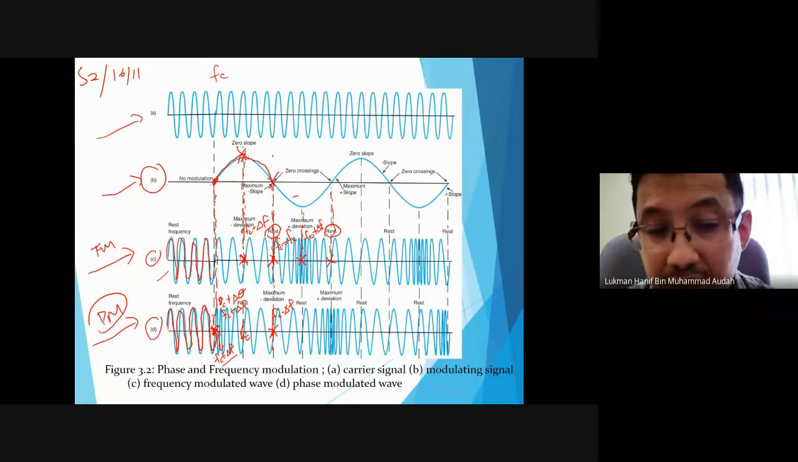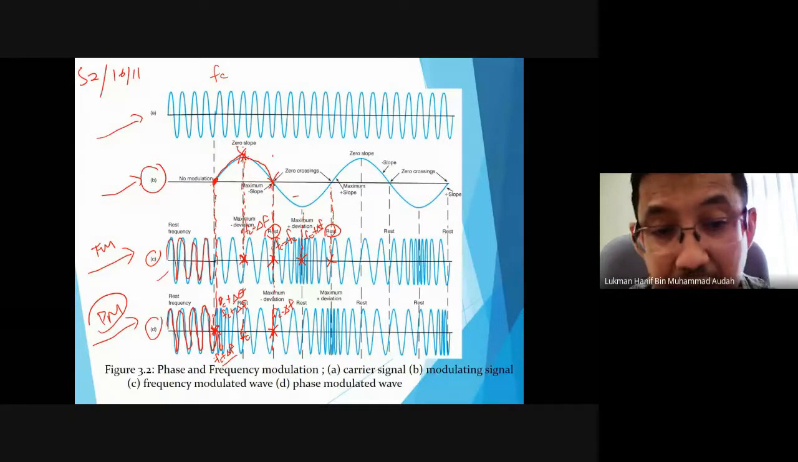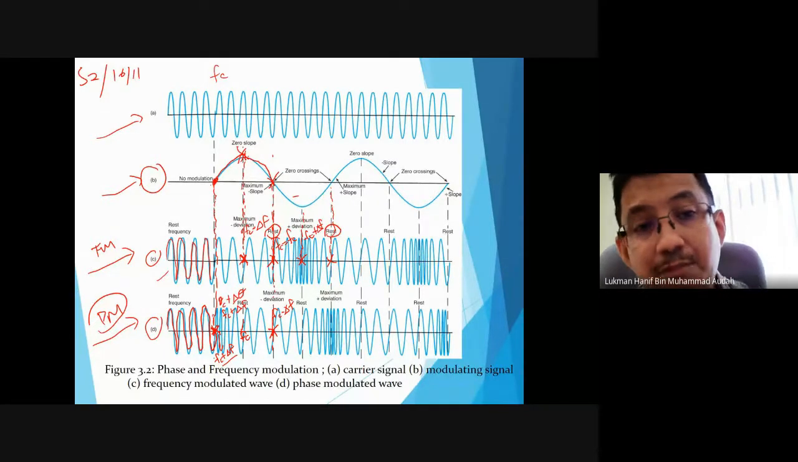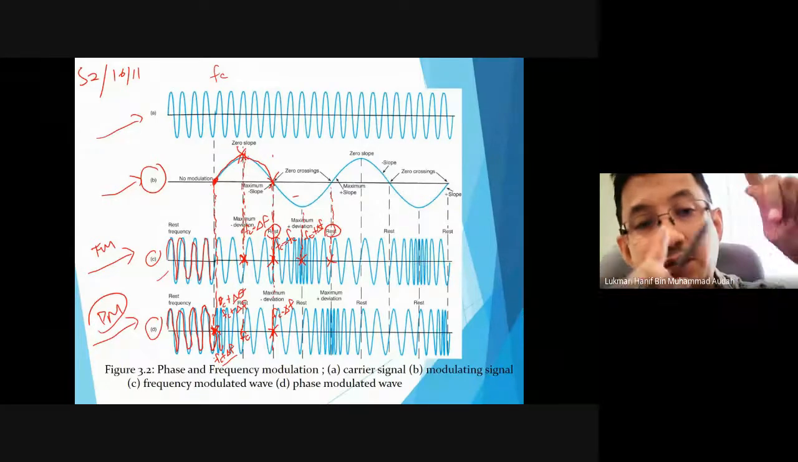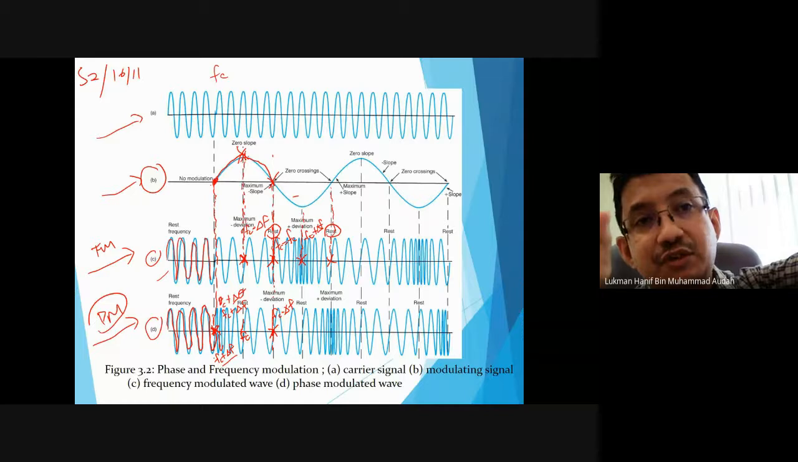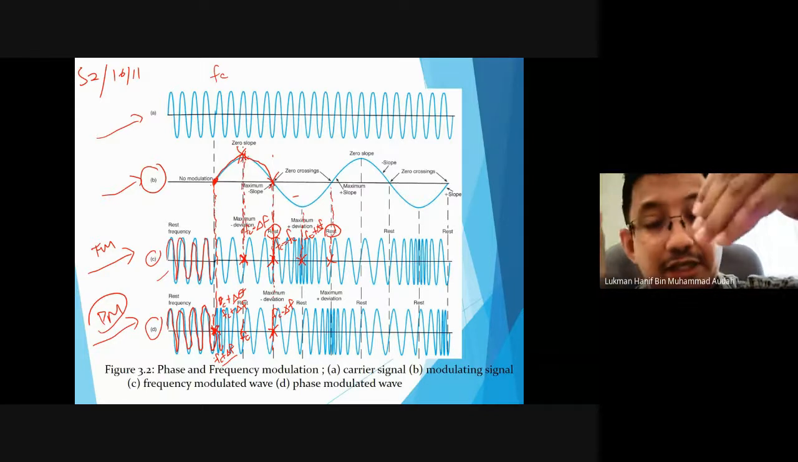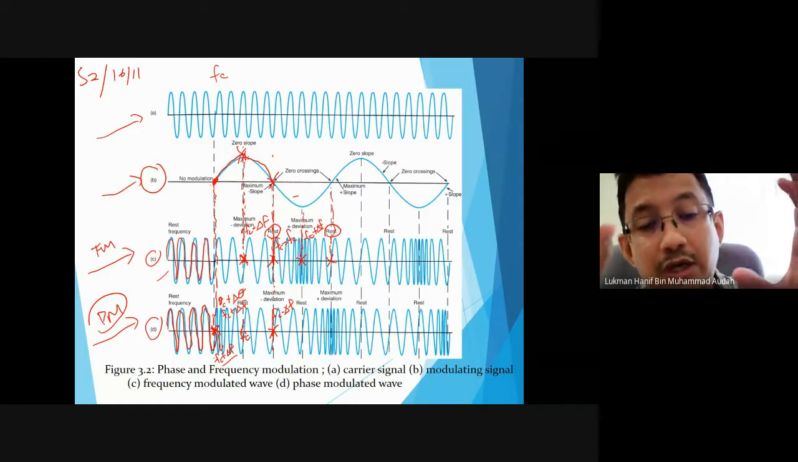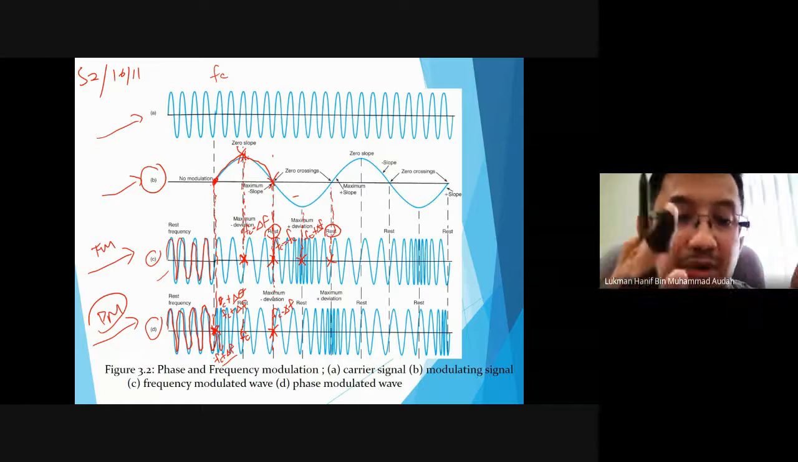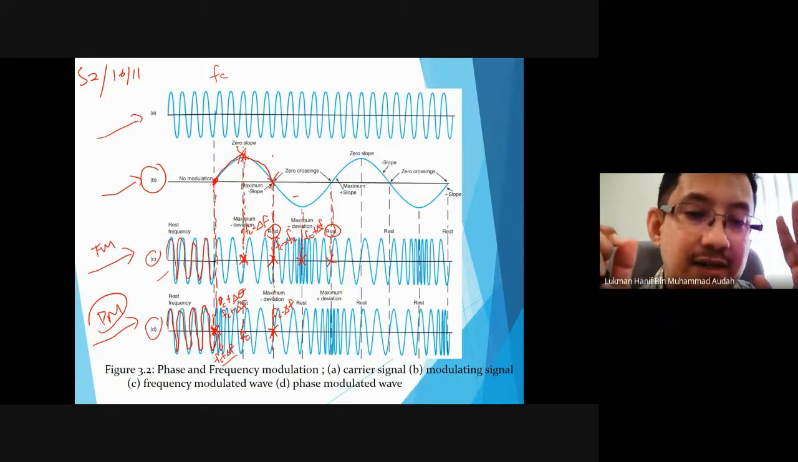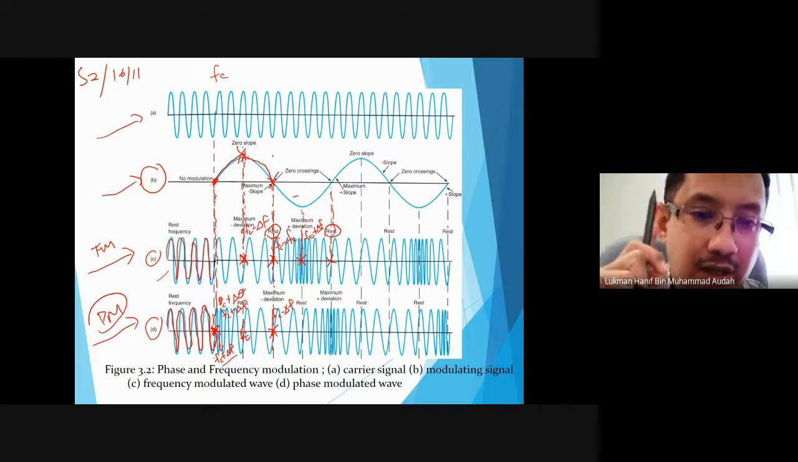Carrier frequency menjadi minimum, kerana ini adalah perubahan daripada positif to negative. So the keyword here is changes from positive to negative polarity. So the output frequency becomes minimum, FC minus delta F. Okay.